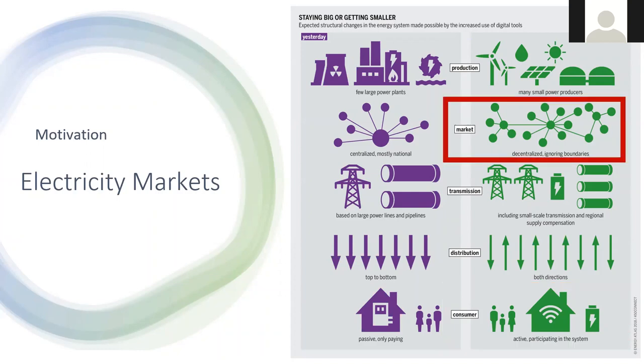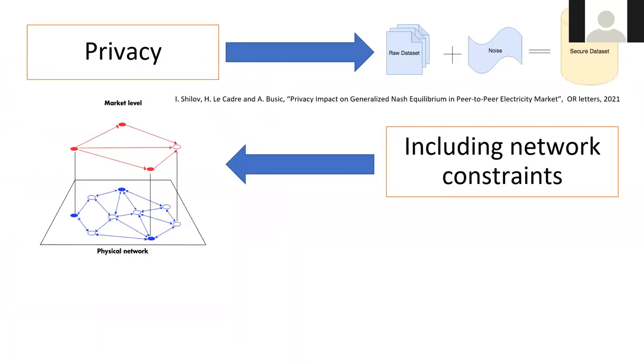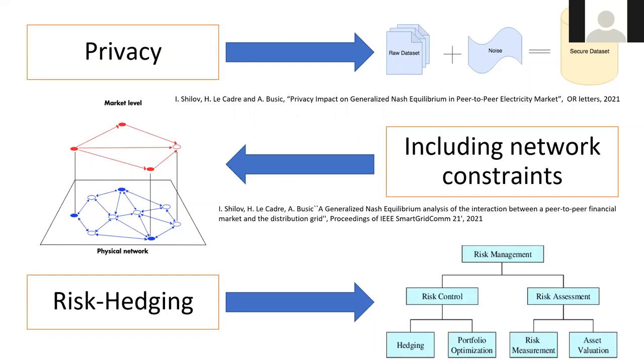So in our work, we focus on the decentralized markets, contrary to classical centralized ones, which are being used as benchmark. And in these decentralized electricity markets, the main aspects that we inquire are privacy. That was the first work that we've done, where we used a noise added to private information of the prosumers. Then we included network constraints, when we wanted to map financial market between the prosumers on the physical grid controlled by the DSO. And the last work that we've been working on is about risk management, risk hedging in these decentralized electricity markets. So I will be speaking about that work today.